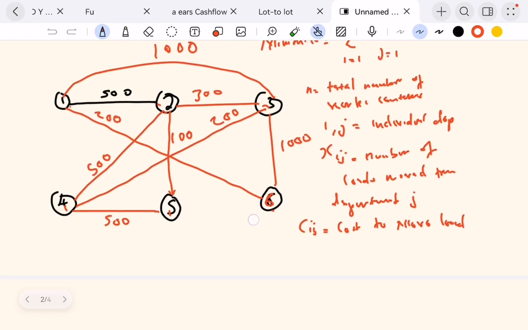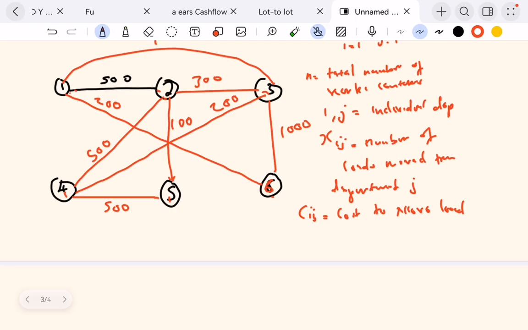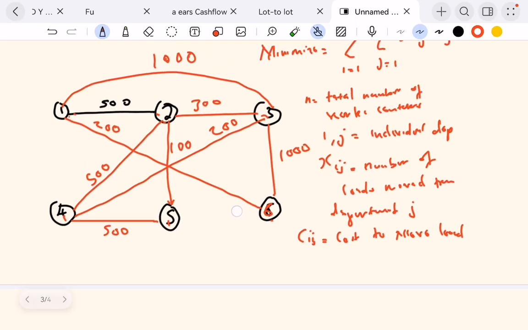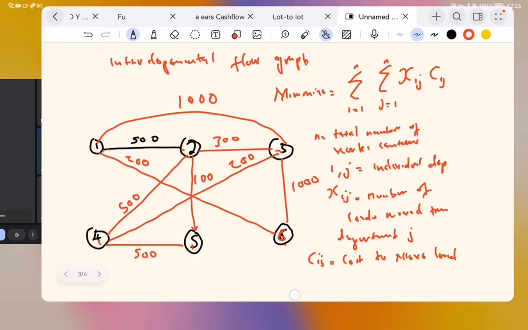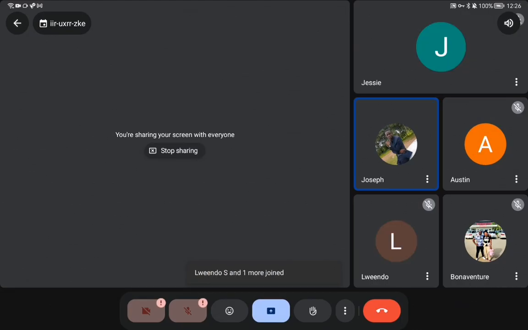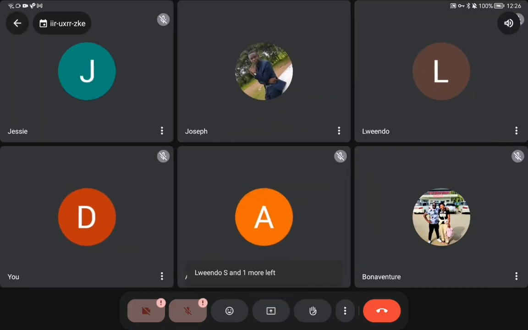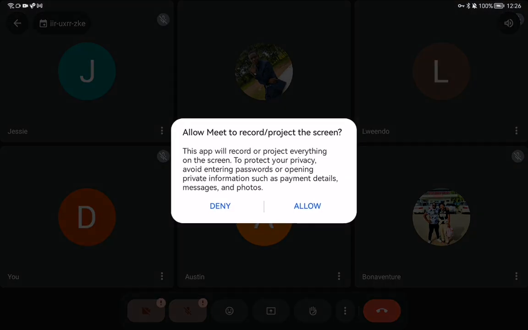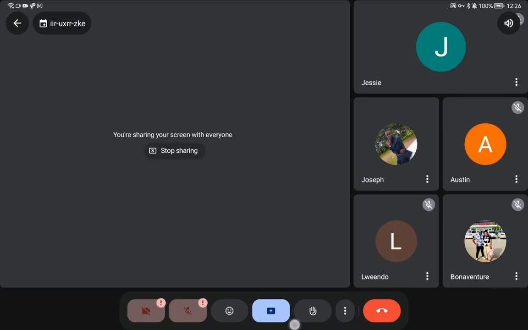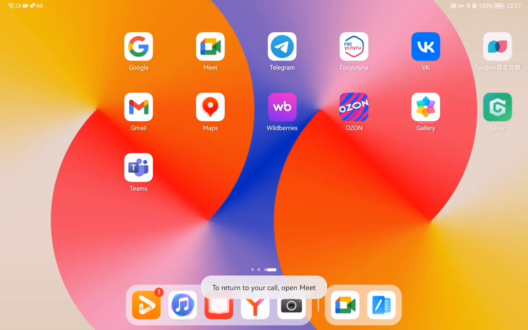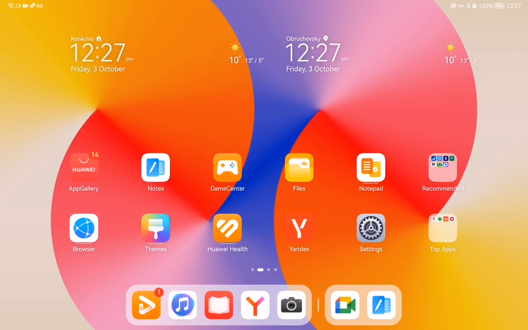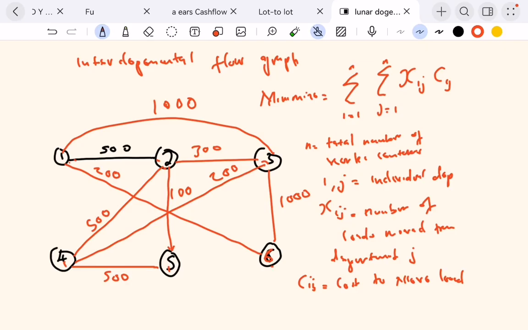I can't see your screen, and for me to understand, I need to see what you are doing. My screen is not showing. No. Maybe it's just me. It's showing. It's still on the interdepartment program. That's what I can see. Okay, let me reshare it. Is it showing now? Not yet. Okay.